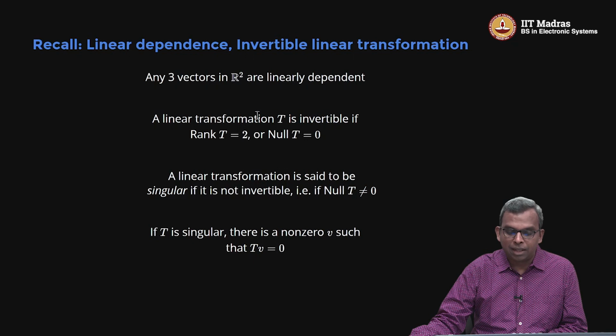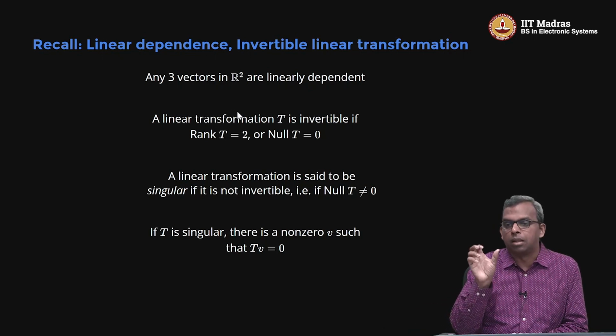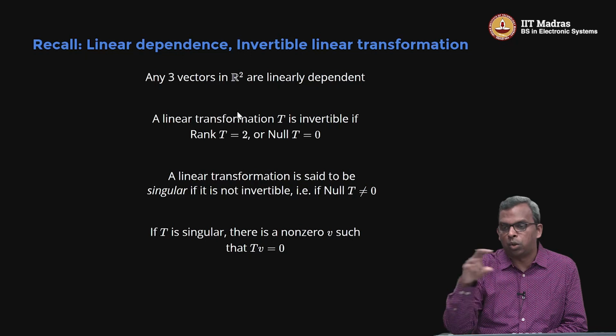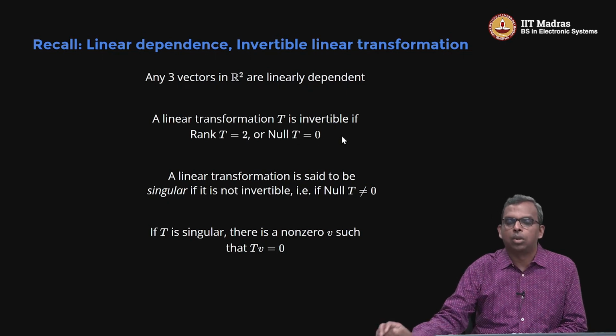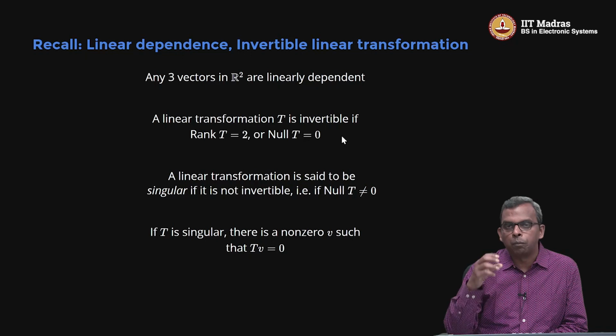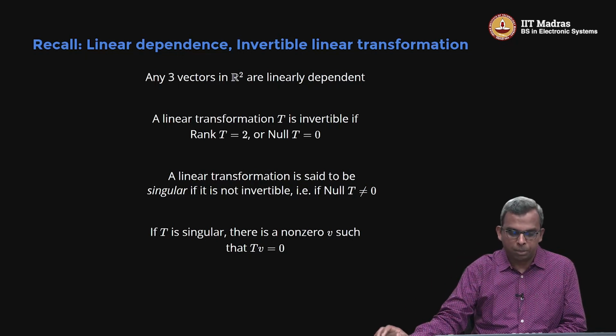And when is a linear operator T invertible? T is invertible if the rank is full, right? So in terms of matrices, the columns should be linearly independent, or the rows should be linearly independent, for a linear transformation to be invertible. It's also the same as saying the null space of this transformation is 0. We're talking about operators here, so if the null space of the operator is 0, then it becomes the same as the rank being 2, the range being the entire plane, and it being invertible.